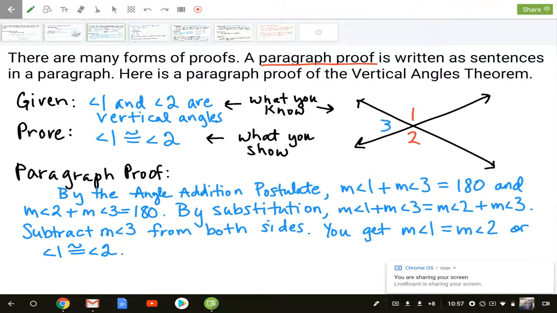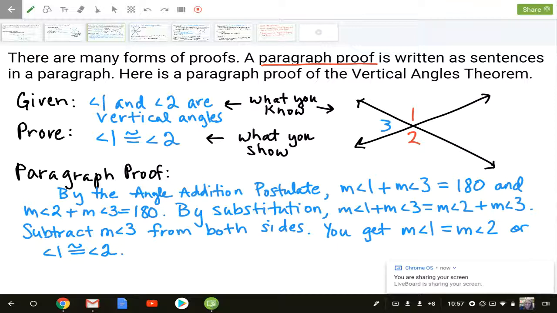So there are many forms of proofs. The first one we're going to look at is a paragraph proof. It's basically written in sentences within a paragraph. So it's just writing out the reason that you can make an assumption and what you're assuming, and doing each sentence is kind of progressing until you get from what you're given to what you're trying to prove. So we're going to prove the vertical angles theorem.